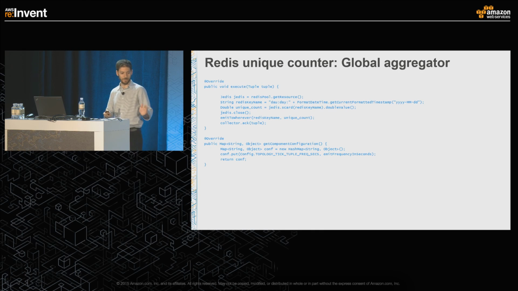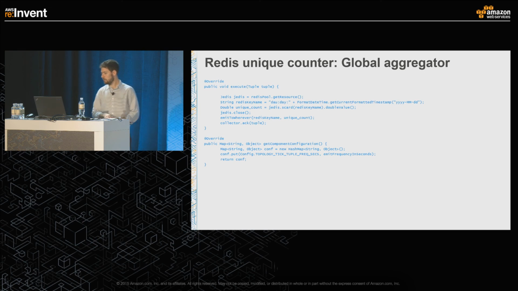The bottom little method is how you actually instrument a tick tuple. So emit frequency in seconds. You can replace that with whatever you want. This is just going to execute like every 10 seconds or so, let's say. All it's going to do is get the set cardinality from the key, and then emit it to wherever. So in our case, it's a MySQL database, but it could really be wherever you wanted to emit it to.